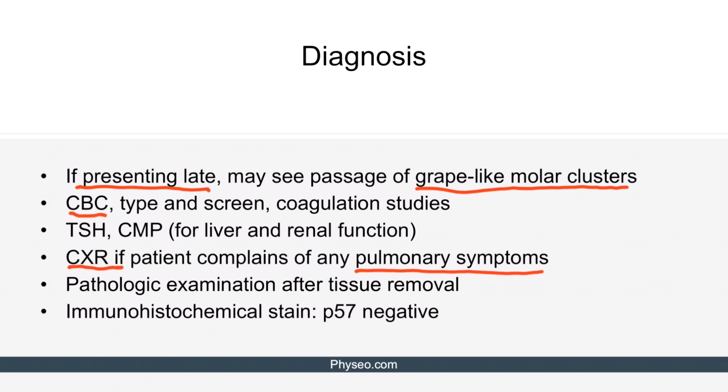The definitive diagnosis can only be determined after pathologic examination of removed tissue. When this tissue is examined, the pathologist can use a P57 immunohistochemical stain in order to distinguish between complete and partial moles. Since the complete mole only contains paternal genetic material, it will stain negative for P57. Here is an image which shows the hydropic villi that are present in a hydatidiform mole. If a molar pregnancy is not caught and removed early, the patient may pass this material through the vaginal canal. This is usually described as the passage of grape-like masses.